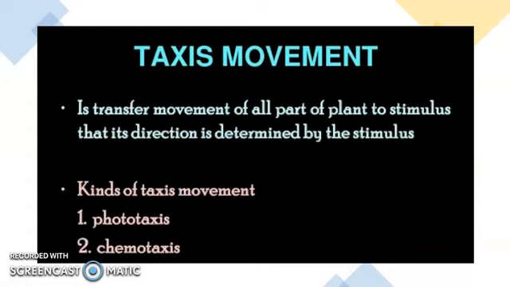The first response of the plant towards stimuli that we want to discuss for this topic is axis movement. Axis movement in the plant means the movement of the whole plant toward a stimulus, where its direction is determined by the stimulus. Axis movement toward the stimulus we call positive axis movement. But if the axis movement is away from the stimulus, we call it negative axis movement. This response movement consists of two kinds. The first one is photostasis, the second one we call chemostasis.